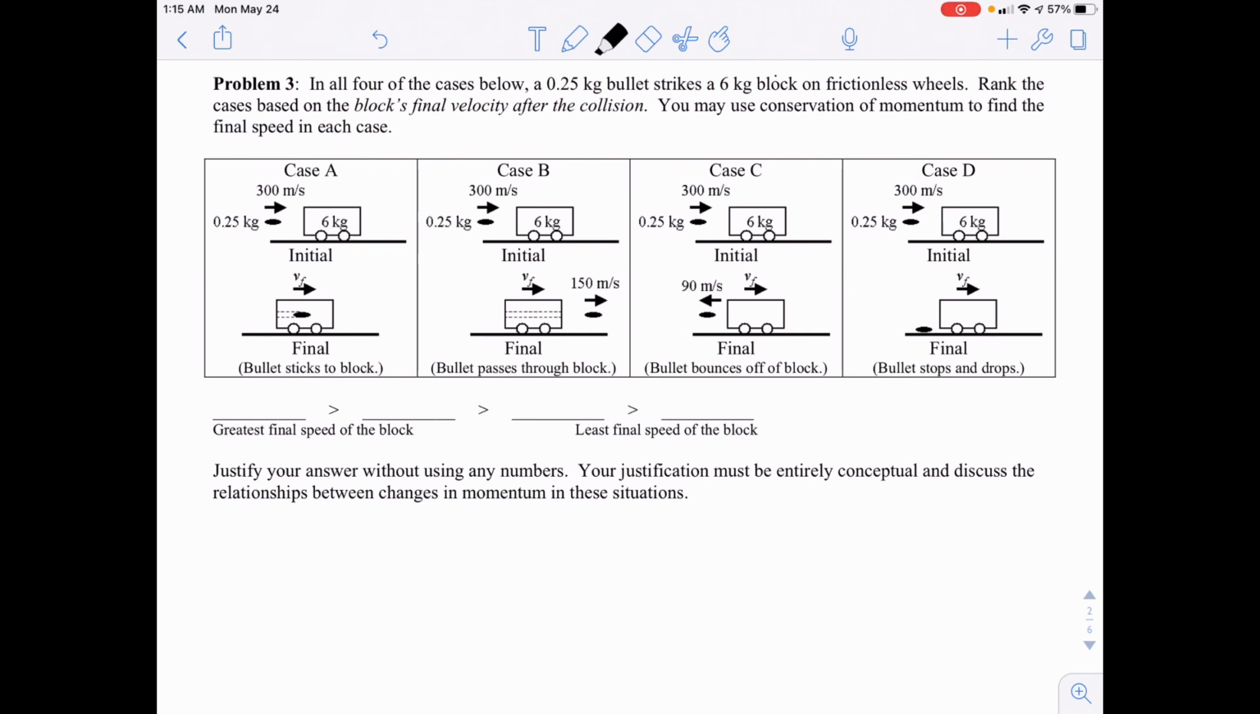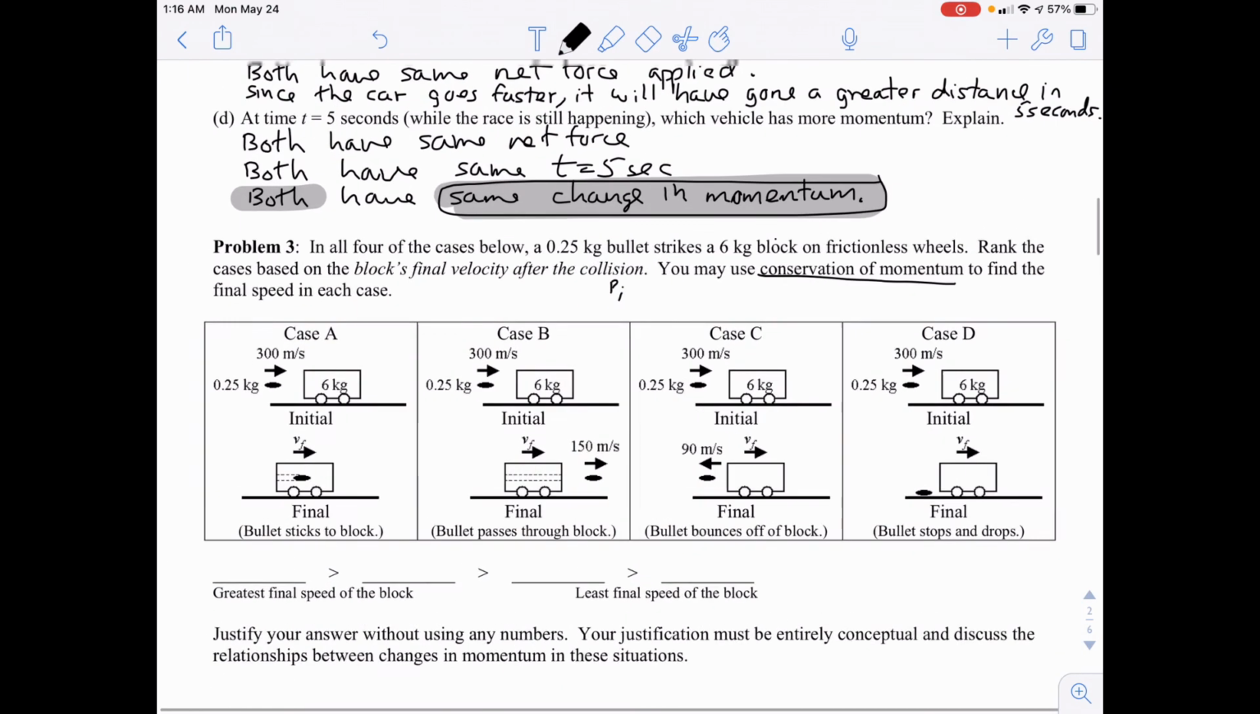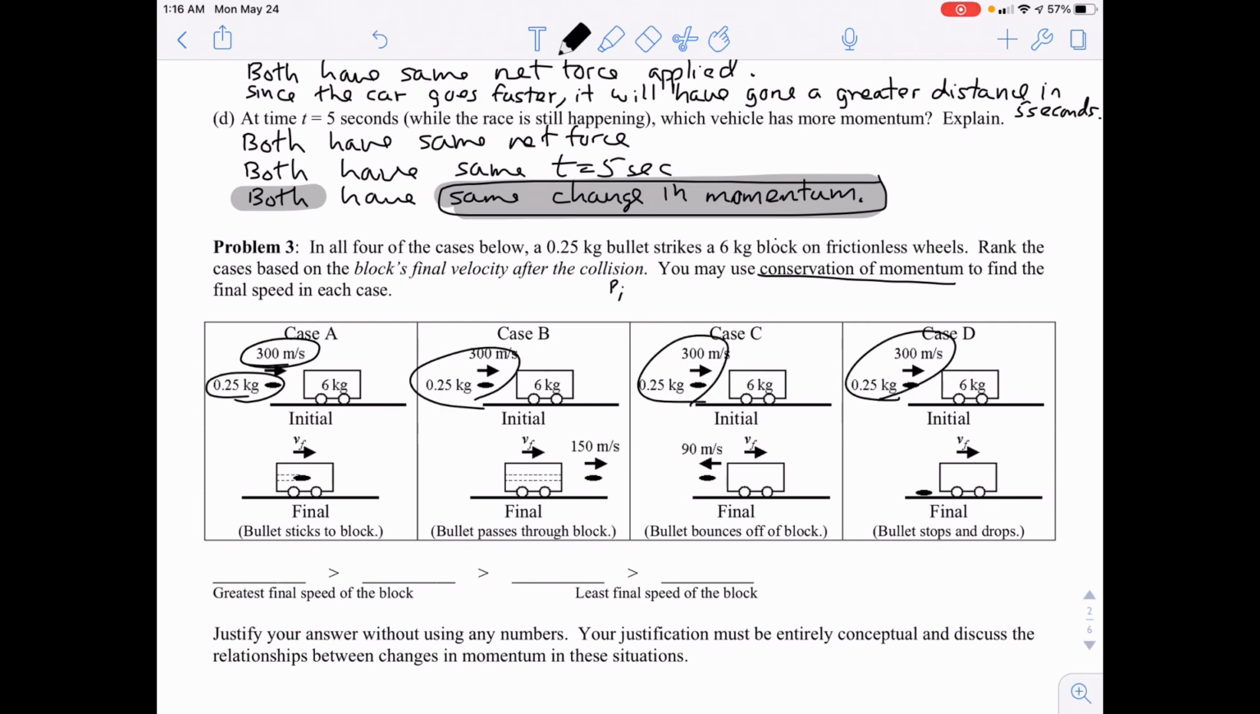Now, what we're dealing with here is we may use the conservation of momentum to find the final speed in each case. So in order to use the conservation of momentum, we should find the initial momentum, that means the momentum before collision. That'll be the same each time, because the only thing that has momentum before the collision is this bullet. Notice the cart is at rest in each case.